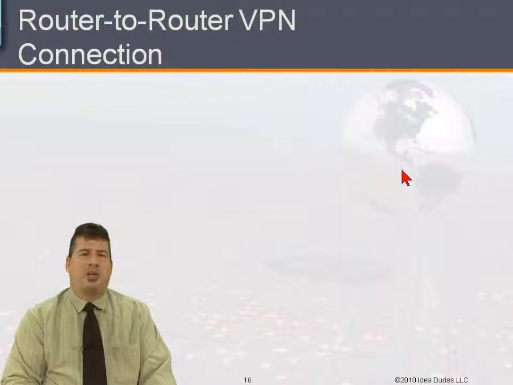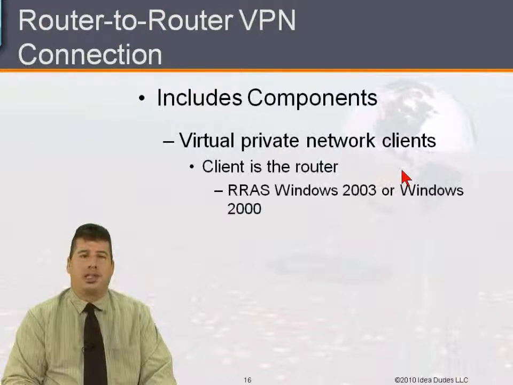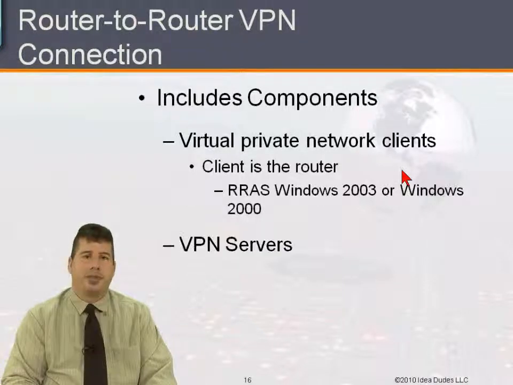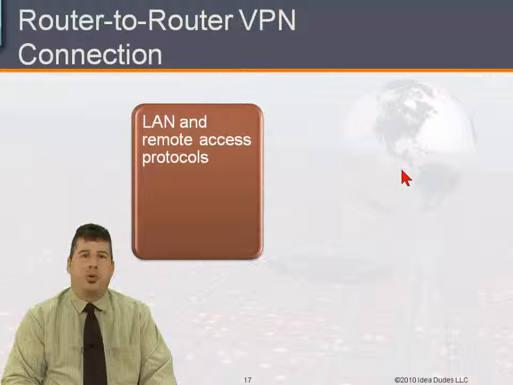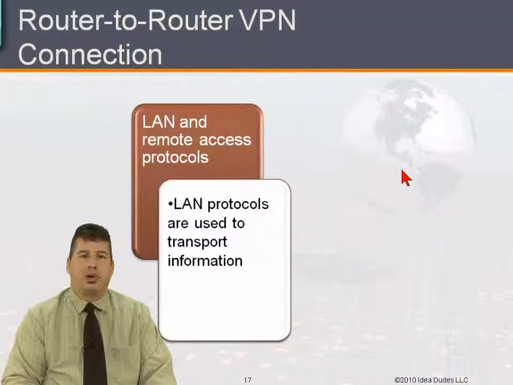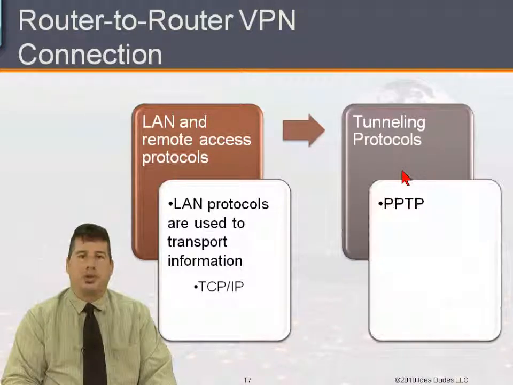So next we talk about router-to-router VPN connections. What a router-to-router VPN does is make a secure connection between two routers. It includes components of virtual private network clients. The client is the router, which is Routing and Remote Access 2003 or 2000. VPN servers are connections to the calling router, which is the answering router. LAN and remote access protocols: LAN protocols are used to transport the information, TCP/IP. And then tunneling protocols, we can use either PPTP or L2TP. Preferred for security, though, is L2TP.